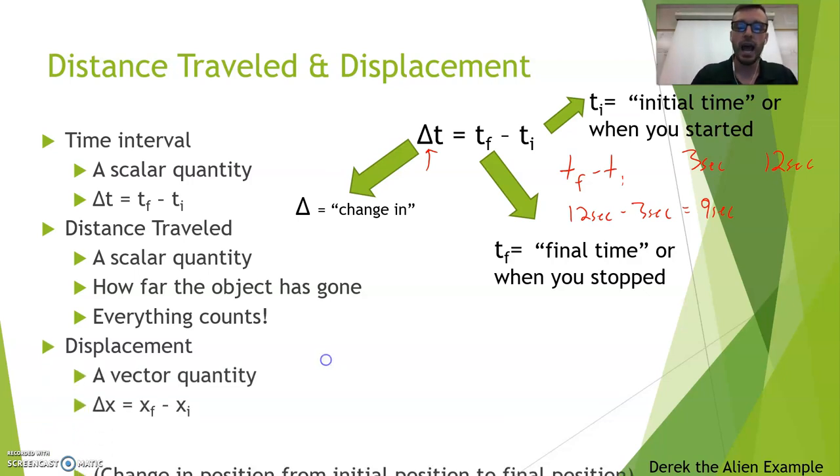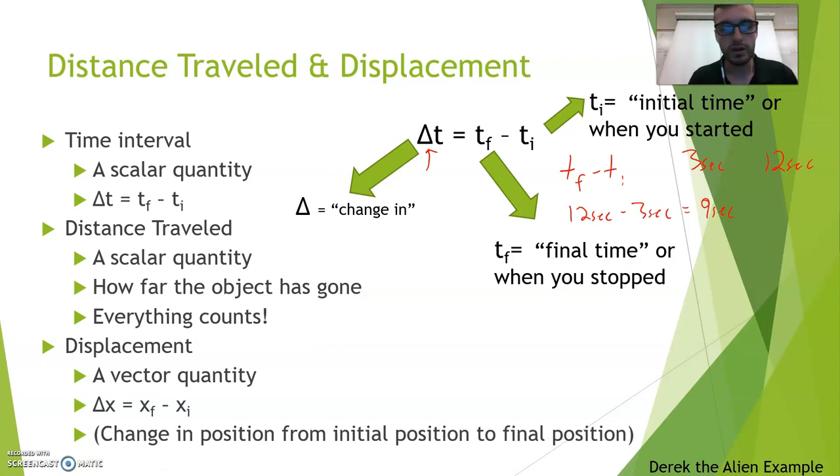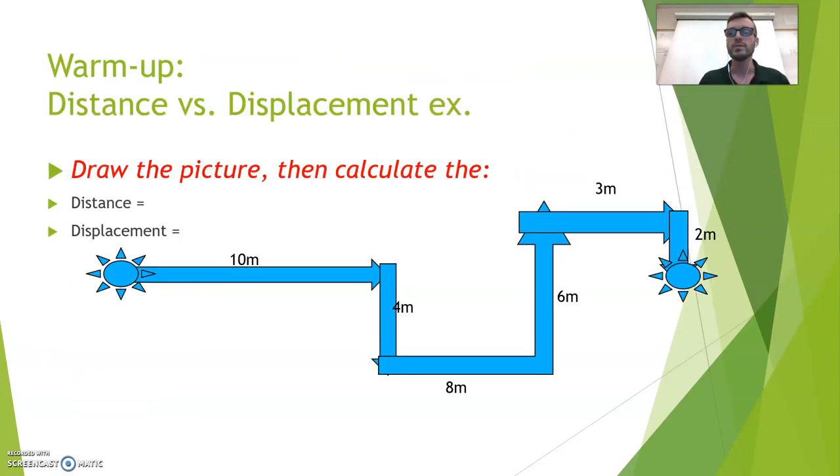Displacement is how far you are from where you started. It's the change in position from the initial to the final position, okay? So we're going to go over an example here of the difference between those two. They're both measured in meters, but one has direction, which is displacement, a vector quantity, and the other is just a scalar, so it just has magnitude.